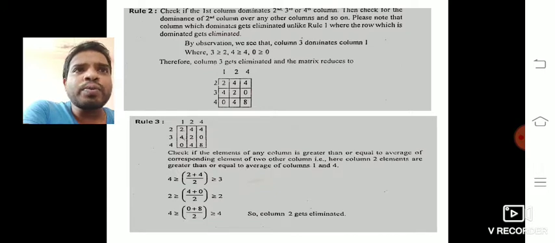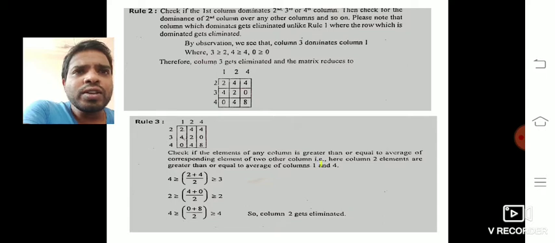The dominated column, we can delete the dominated column when it comes to column wise. Then the matrix will become, in the column wise, 1 to 4 columns and in the row wise 2, 3, 4.